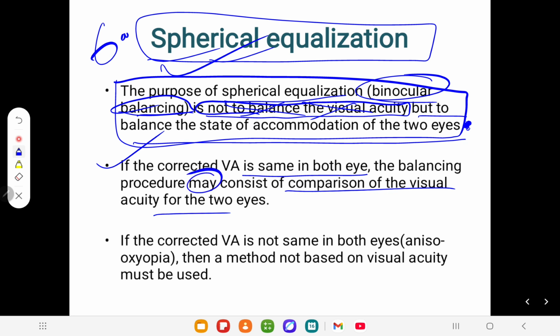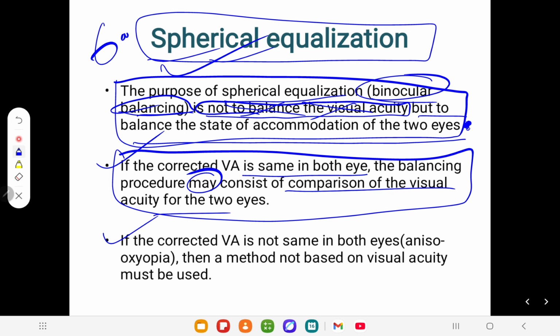It's not always that two eyes having equal vision means two eyes have equal state of accommodation. That's very important. There are chances that it can happen. So if visual acuity is the same, chances are the comparison of visual balancing of accommodation is quite the same. But that's not certain, just remember this word, may.